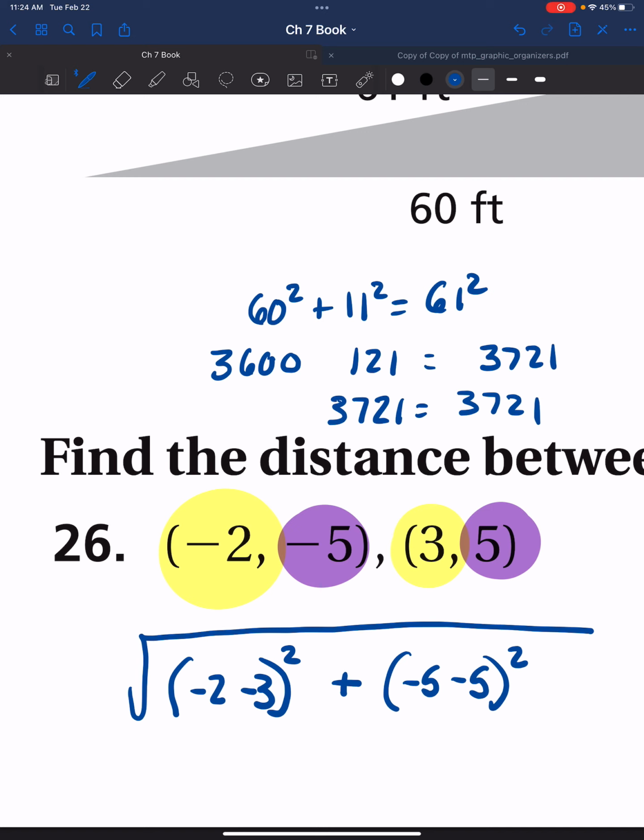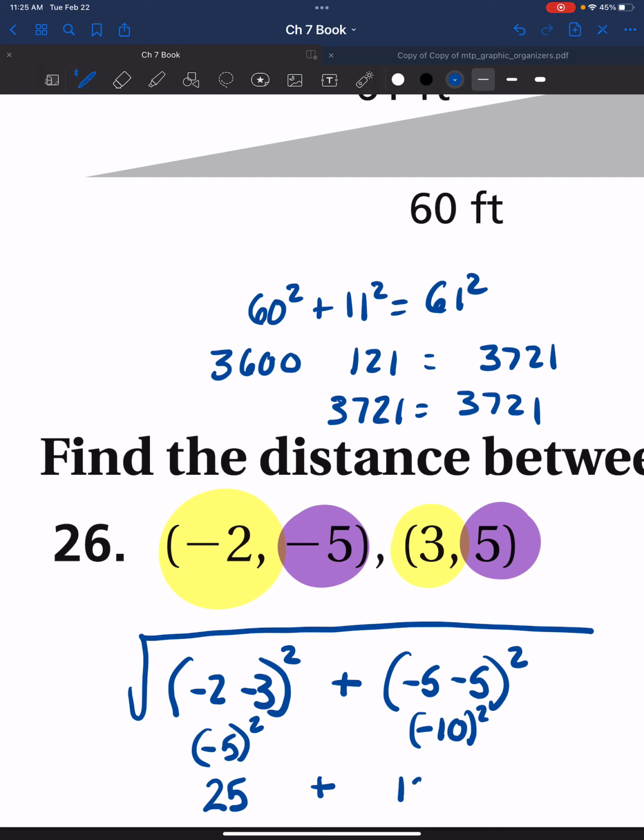Negative 2 minus 3 is negative 5. It's in parentheses, so that means it's going to be negative 5 times negative 5, right? For squaring it, is it negative 25? Is it negative? Positive 25. Positive, good. Now over here I've got negative 5 minus 5, that's negative 10 squared.